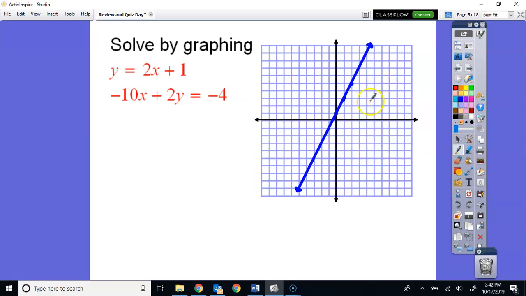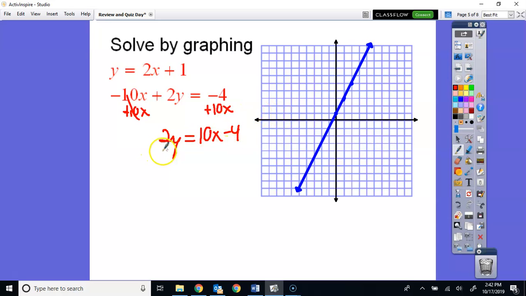On the second equation, it is not in y equals mx plus b format. Now, we did learn a way to graph this as well using our intercepts. If you want to try it, that's fine. But personally, I think it's easier to just go ahead and use our mx plus b format again. But you do have to move the x over here by adding 10x. That gives me 2y equals 10x minus 4.